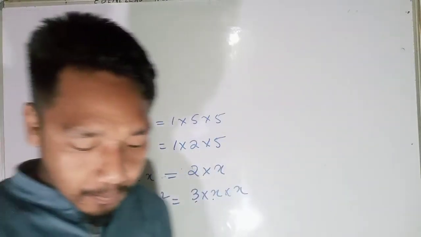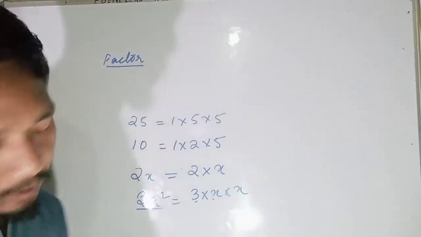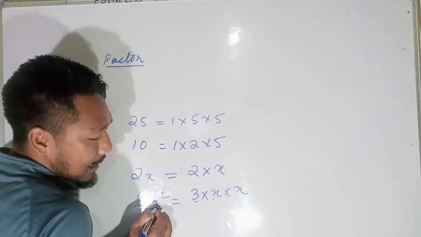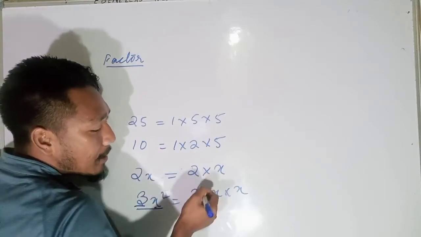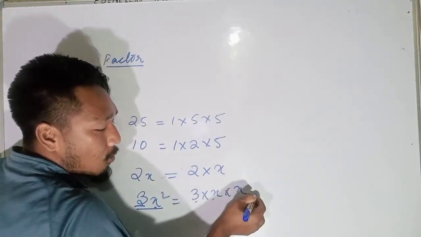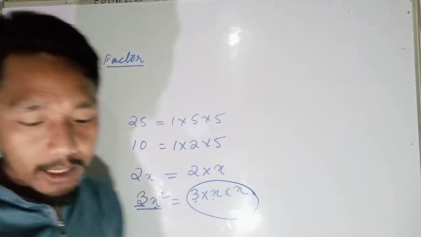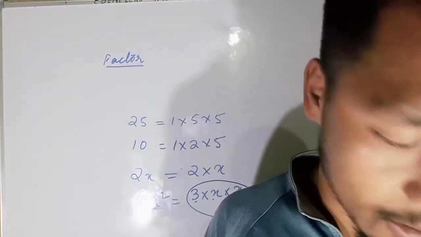Next, when you talk about factors, this is a number and this x is a literal or variable, and they multiply with each other. Okay, so they are all multiplying with each other. That is what we call factors.